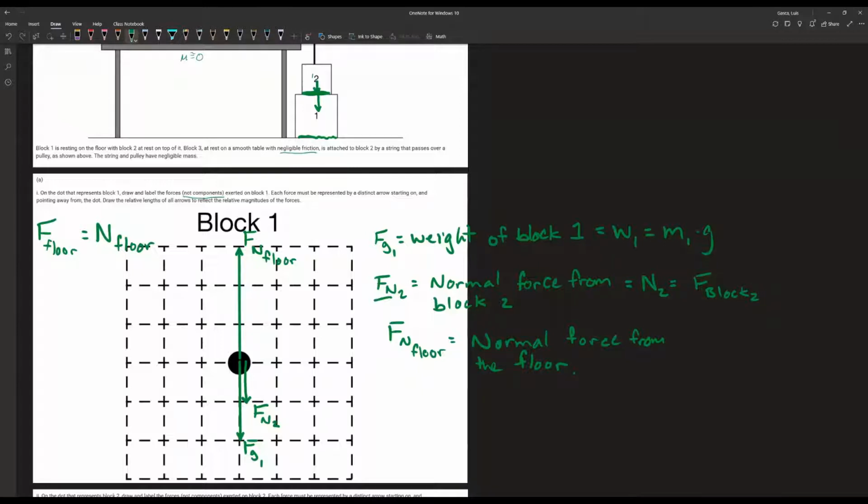Here's another one. Why is the normal force from the floor not the same magnitude as the weight of block 1? If I am this floor here, not only do I have to support block 1, but block 2 that is also on top of that.